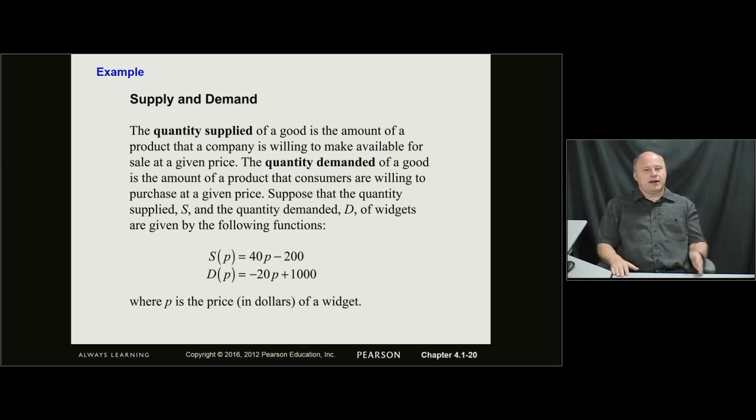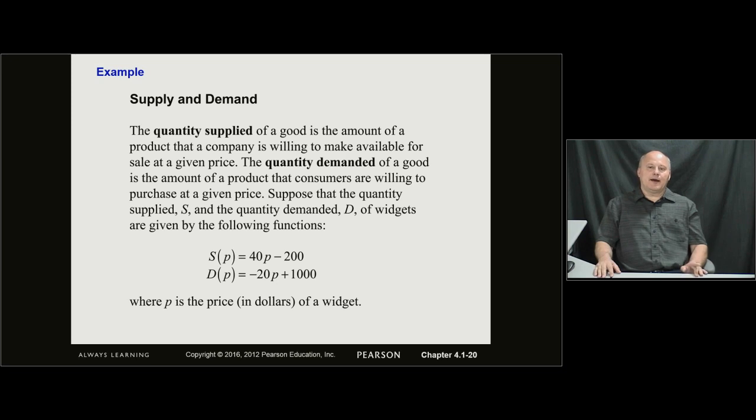Okay, well, let's raise the price up to say $20. In that case, the company says, okay, now it's 40 times 20, which is 800, minus 200, which is 600. So now you set the price at $20, they're willing to make you 600 items. And the consumer says, okay, well, negative 20 times 20 is negative 400, plus 1,000, which is also 600. They are willing to purchase 600 items. That sounds like a good deal then, doesn't it?